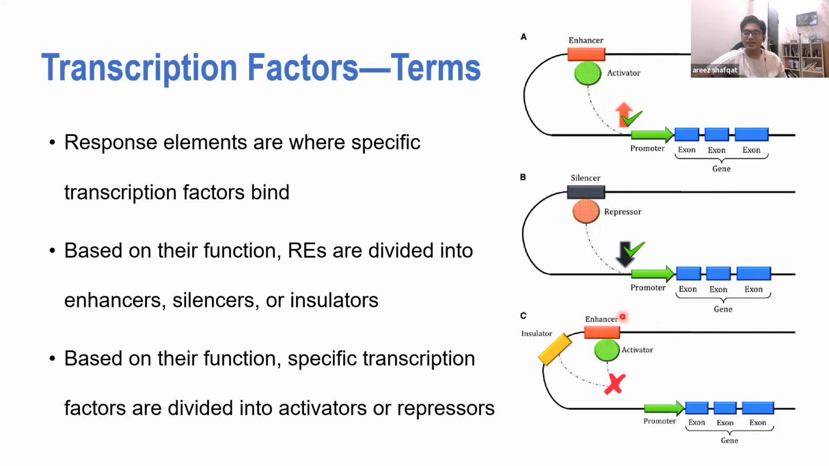Insulator is an interesting one. You have an enhancer here, you have a response element, it's bound to an activator. So your idea would be to increase gene expression. An insulator is a regulatory element or a response element which interferes with this mechanism. So it interferes with the enhancer, activator mediated increase in gene expression. Okay. So an insulator, the name gives you insight into what it does. It insulates the activity of an enhancer, an activator.